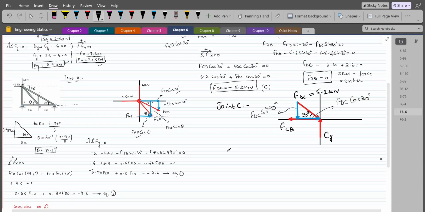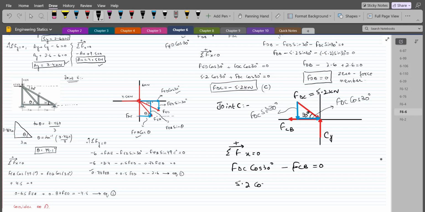So our first equation would be summation of forces in x direction equals to 0. I'm considering the right hand side as positive. So we have FDC cos 30 minus FCB equals to 0. And the value of FDC is 5.2 kilonewtons. So 5.2 into cos 30 minus FCB equals to 0. So from here, FCB comes out to be 4.5 kilonewtons. And since we are getting a positive answer, it means the FCB is in fact in tension.